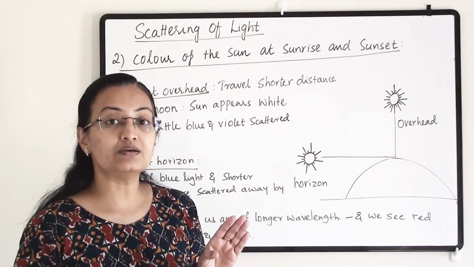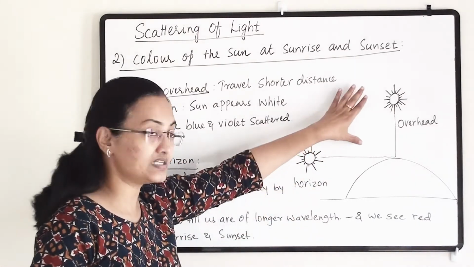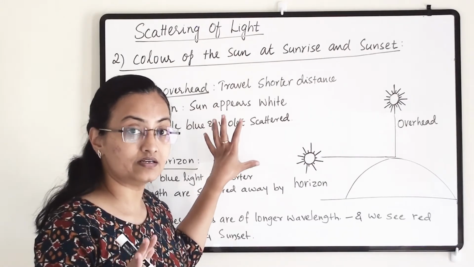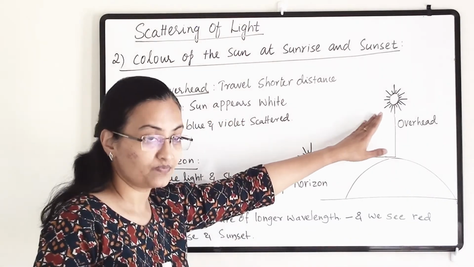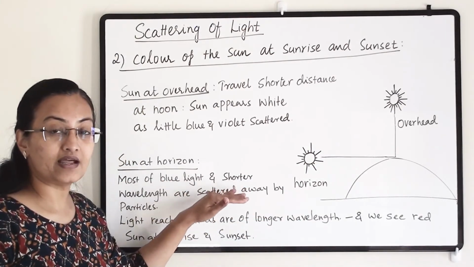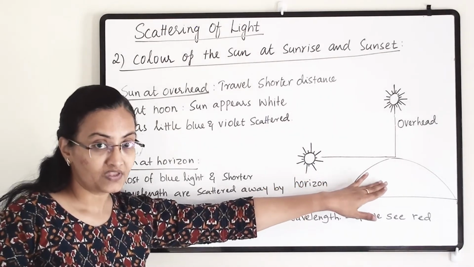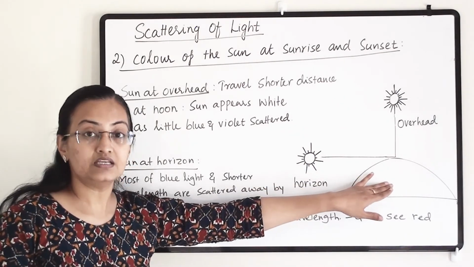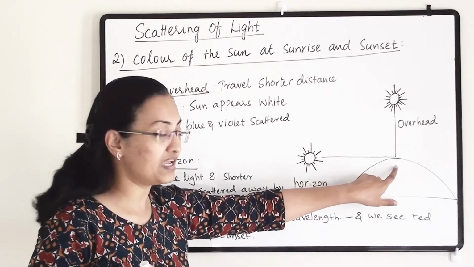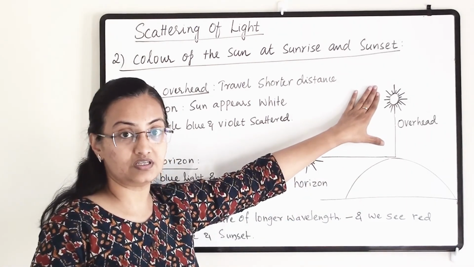So here distance is the main reason when the sun is overhead and when the sun is at the horizon. When it is overhead, a little bit of the blue and violet light will be scattered and the sun appears to us white. Whereas at the horizon, most of the blue and violet light will be scattered away and will not reach us because this distance is more. So the light that reaches us is only of longer wavelength, and that is red. So that is why we see the red color at sunrise and sunset, whereas the white color of the sun at noon.